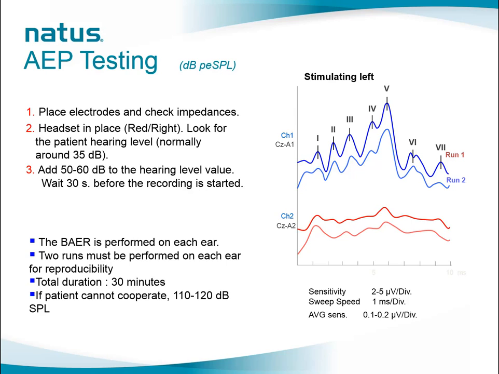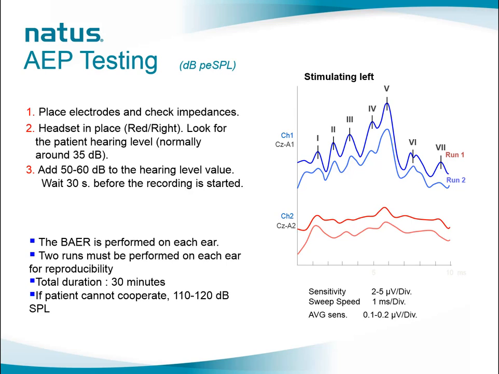The contralateral channel will help you because you can see the wave 5 on it. However, this wave 5 should have a longer latency than the wave 5 on your ipsilateral channel. So that contralateral channel helps you to mark your waves on the first line. For each ear, we need to perform at least 2 runs just to make sure that the response is reproducible. So overall, the test will take around 30 minutes.